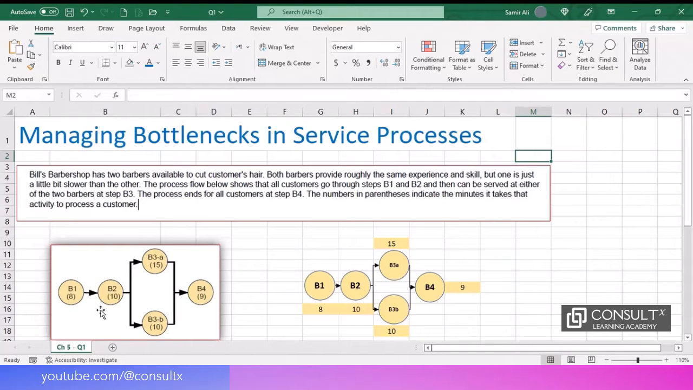Here are steps B1 and B2, and then customers can be served at either of the two barbers as step B3. Here are the two barbers as step B3. The process ends for all customers as step B4, which is over here. The numbers in parentheses indicate the minutes it takes that activity to process a customer.